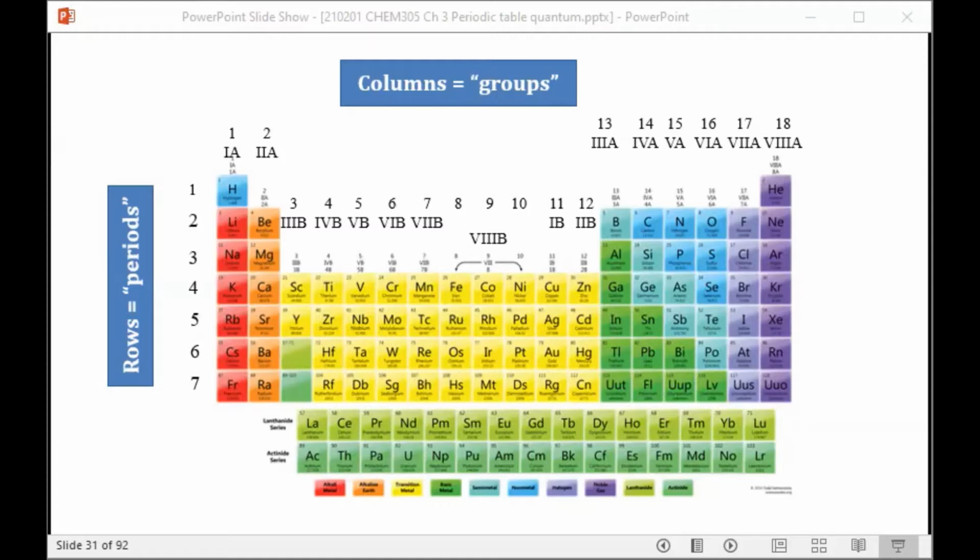So the columns we call groups, and going down the periodic table, the rows we call periods. Any elements that are in the same column or group tend to have similar properties. By just looking at the periodic table, you can look at something like neon over here in group 18 or 8A, and neon, helium, argon, krypton, xenon, radon all have similar properties because they're all in the same column of the periodic table. Isn't that cool? You already just learned something really major about the periodic table: things that are in columns have similar properties.